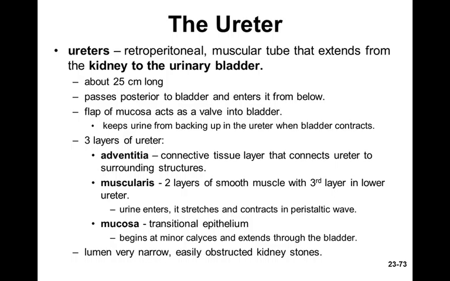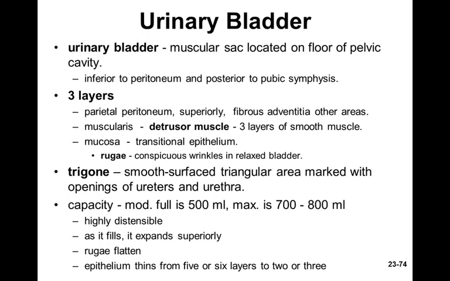The ureters are the tubes that connect the kidney to the bladder. They have three layers: the adventitia, the muscularis, and the mucosa. And so anyway, everybody has seen, we've talked about the ureters. The bladder is a muscular sac that constantly is expanded and constricted. It also has three layers: parietal peritoneum, muscularis, and mucosa.